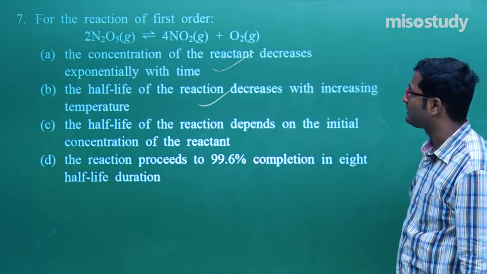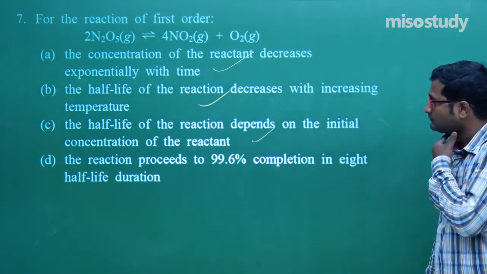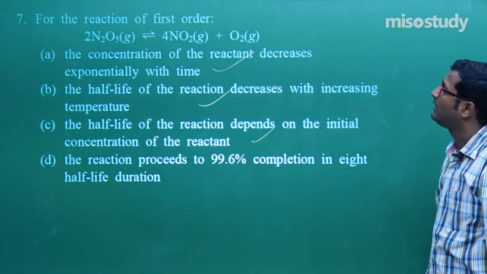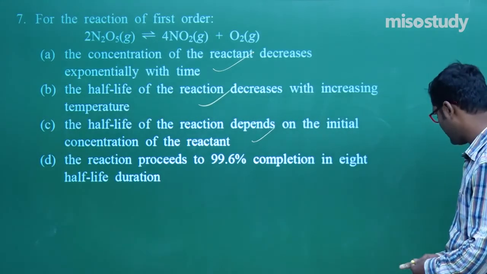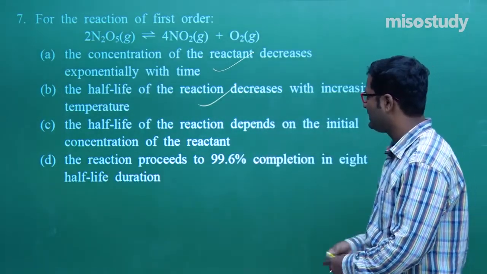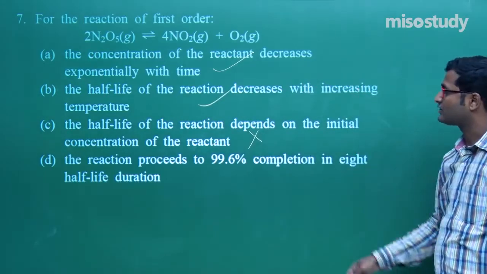The half life of the reaction depends on the initial concentration of the reactant. That is second order in this case, and here the reaction is of first order. The half life of a reaction depends upon the initial concentration of the reactant. This one is not correct. Half life, first order reaction.